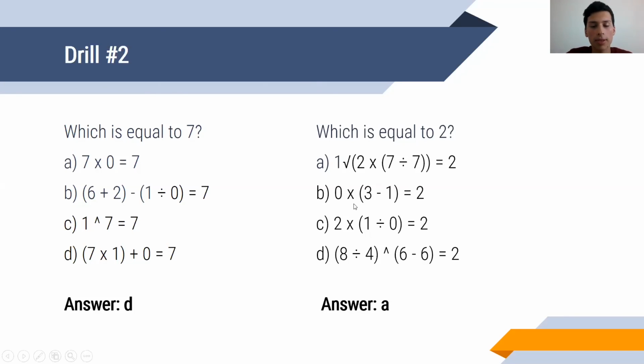0 times any number is 0. 3 minus 1 is 2, but that doesn't matter because if you multiply 0 by any number, you're going to end up with 0. So this is wrong. C is 2 times in parentheses 1 divided by 0. You guys remember 1 divided by 0 is illegal, so this solution is wrong. And then D, 8 divided by 4 to the power of 6 minus 6. Initially, this one might look right because we got the stem, 8 divided by 4, that's 2, and then we're raising it to the power of 0. But anything raised to the power of 0 is actually 1. So this wouldn't be 2, it would be 1. So that's why it's wrong.